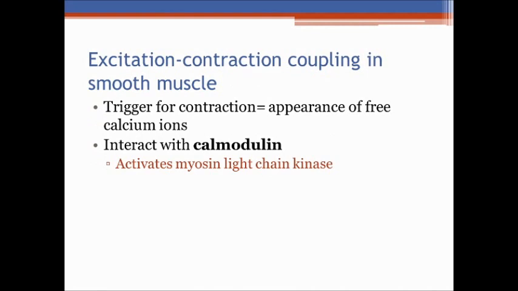The trigger for contraction within smooth muscle is the appearance of free calcium ions. They interact with calmodulin, which is a calcium-binding protein, and this activates myosin light chain kinase, which enables myosin to attach to actin.